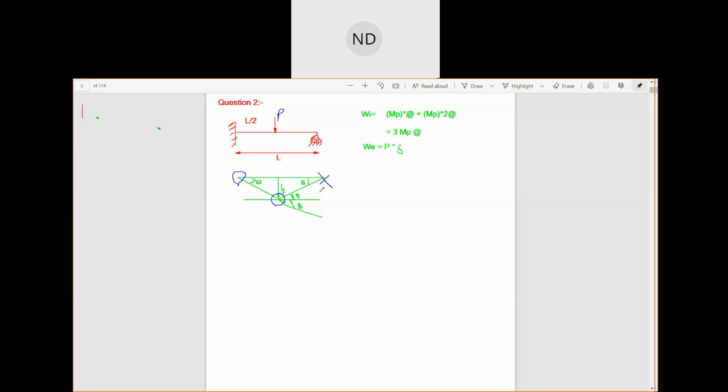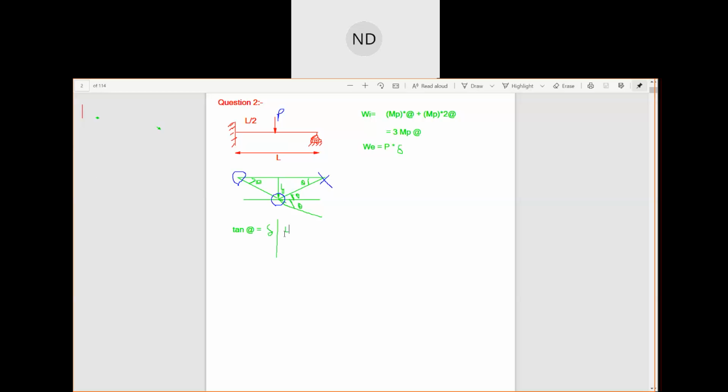Okay, if we take this triangle here, how much do we have? The theta, this thing, delta, how much? From tan theta, how much do we get? If we take this triangle, tan theta is equal to how much? Delta divided by the base, which is how much? L by 2. So we have here capital L by 2.